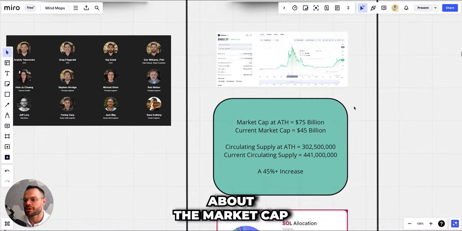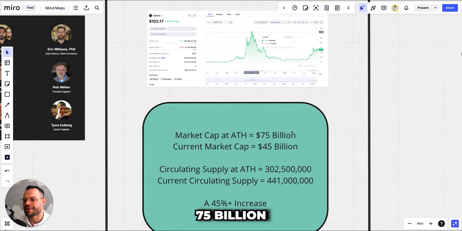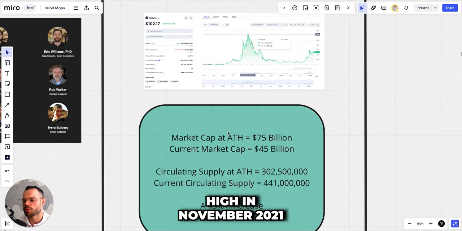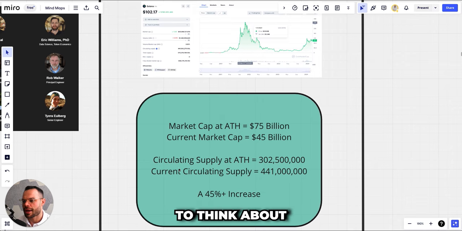However, when we think about the market cap at its all-time high, the market cap was about $75 billion when Solana hit that $255 all-time high in November 2021. The current market cap is $45 billion, so it's not too far off the all-time high market cap, which is an interesting thing to think about.